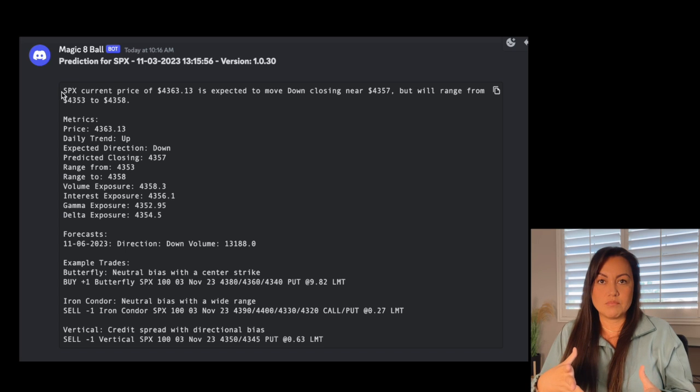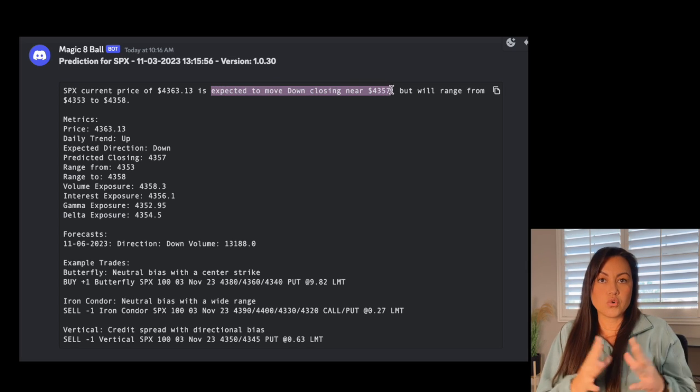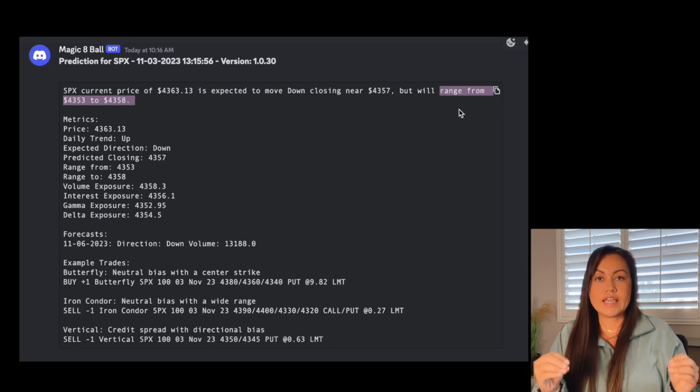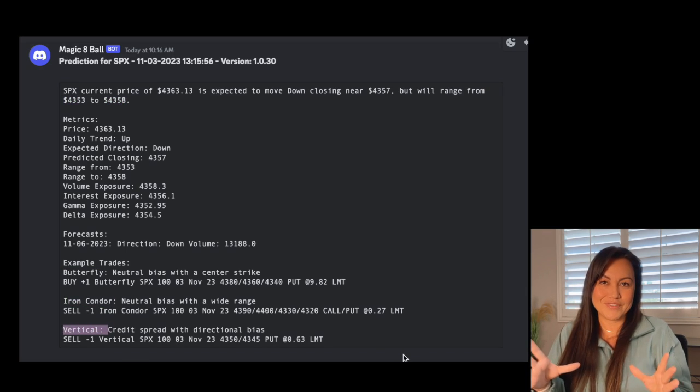So the prediction engine is called the Magic 8 Ball, and it does a lot of things. And if I tried to explain them all, I would do him a disservice. So I'm just going to talk about the things that I actually use it for. Every 30 minutes, the Magic 8 Ball predicts where SPX and other tickers may close, the range in which it might trade, and trades suggested according to those values.